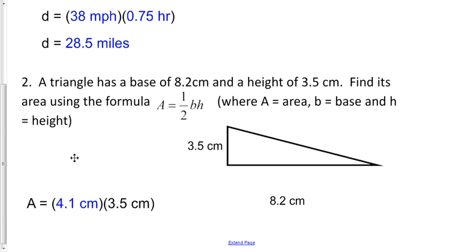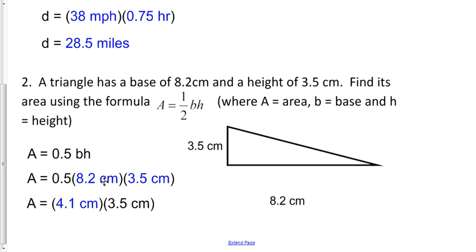a triangle has a base of 8.2 centimeters and a height of 3.5 centimeters. I want to find its area using the formula area equals 1/2 base times height, where A is the area, B is the base, and H is the height. So first I'm rewriting the formula. Instead of putting a half, I put 0.5. Either way works. Then I'm substituting.